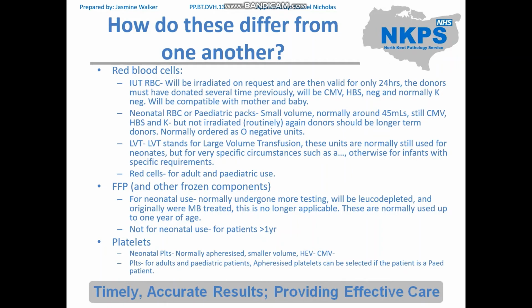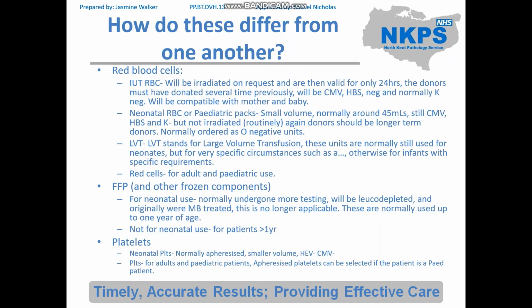So, what are each of these components? Start with the intrauterine red blood cells. These are irradiated on request and are then only valid for 24 hours. The donors must have donated several times previously, and that's to make sure that all of the testing has been repeated on a couple of samples to ensure that they definitely don't have any diseases. There'll be CMV, HBS, and K negative, and should be compatible with the mother and therefore the baby. So if possible, we will choose O neg, K neg, and negative for any antibody specificity required. However, it will depend on the specific cases.